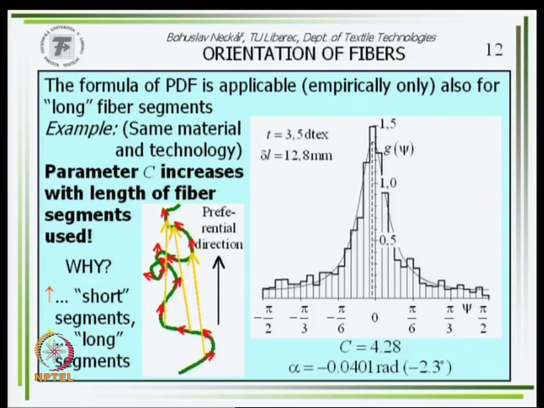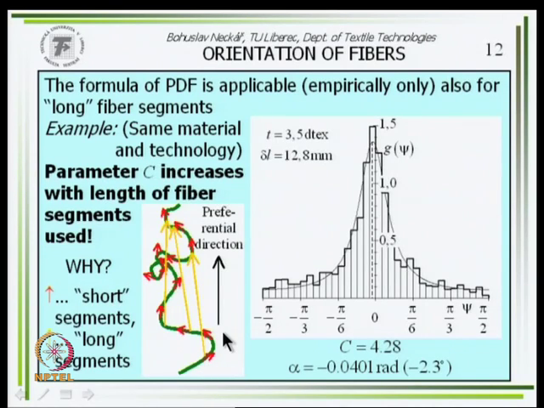So that's the distribution. You can see that the result is also acceptable. It's also acceptable, but what is interesting, the C is quite higher. C is now over 4. The question is why? How is it possible? It was the same structure, only evaluated for longer fiber segments. It schematically shows this picture.